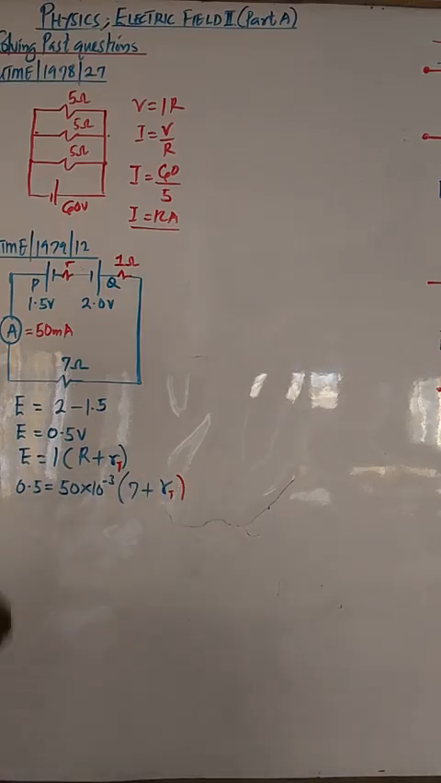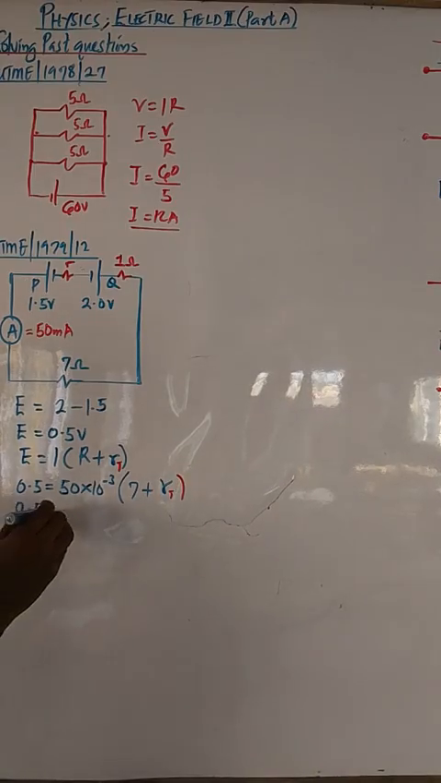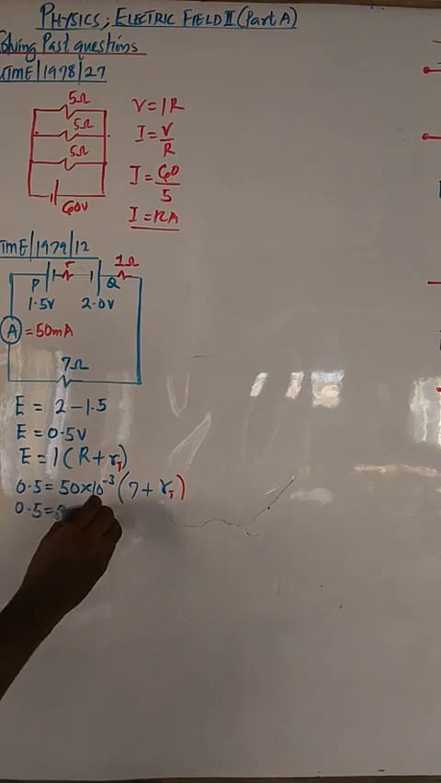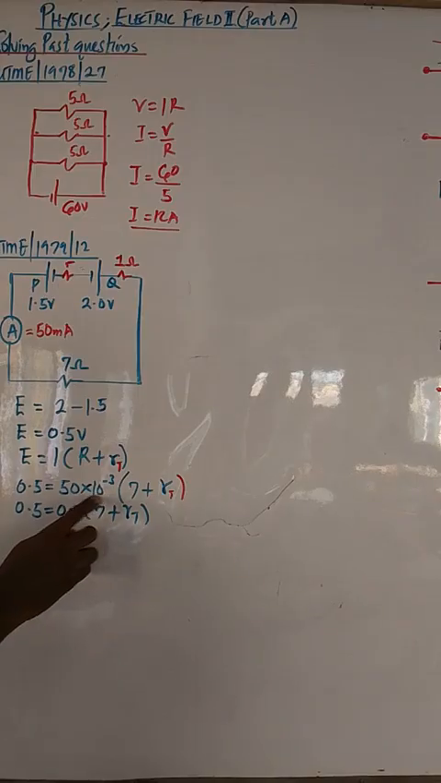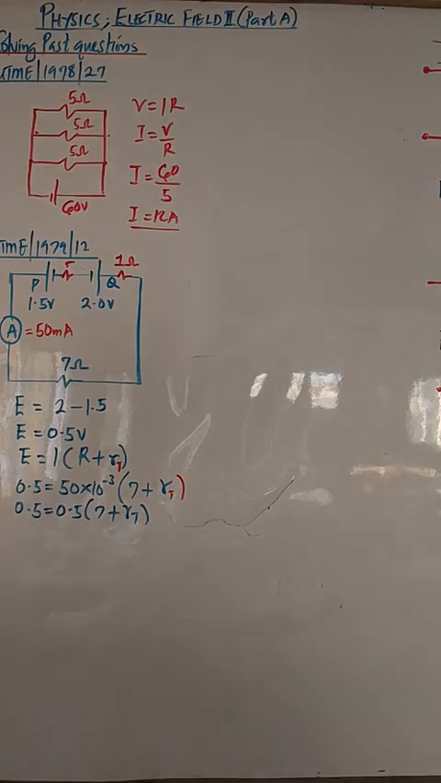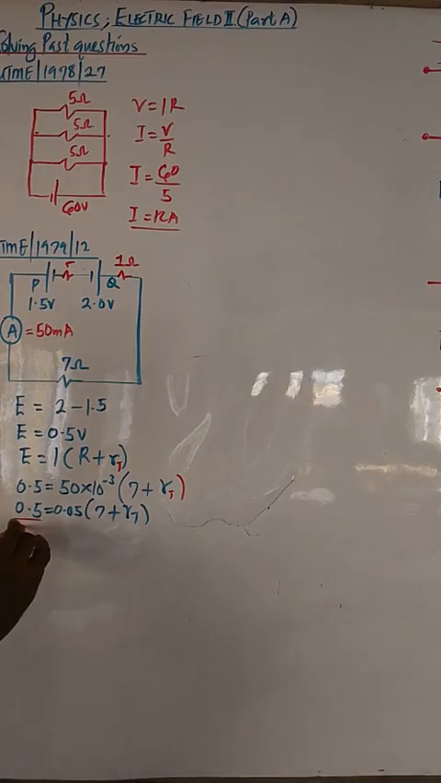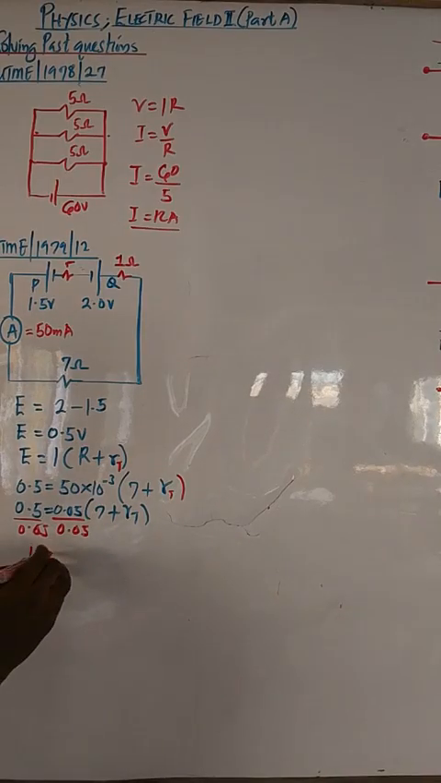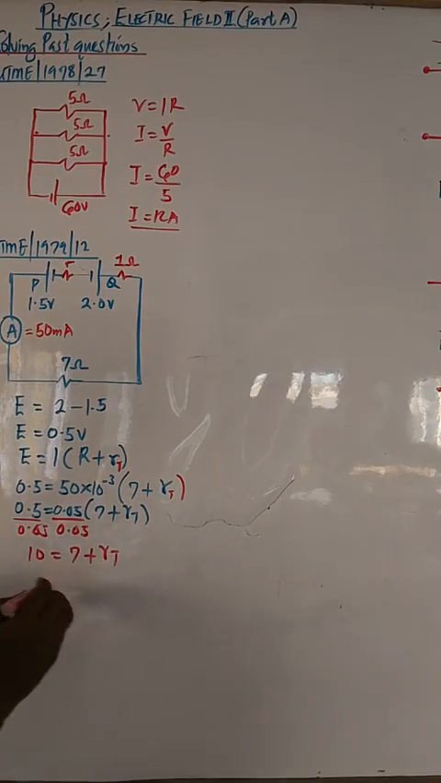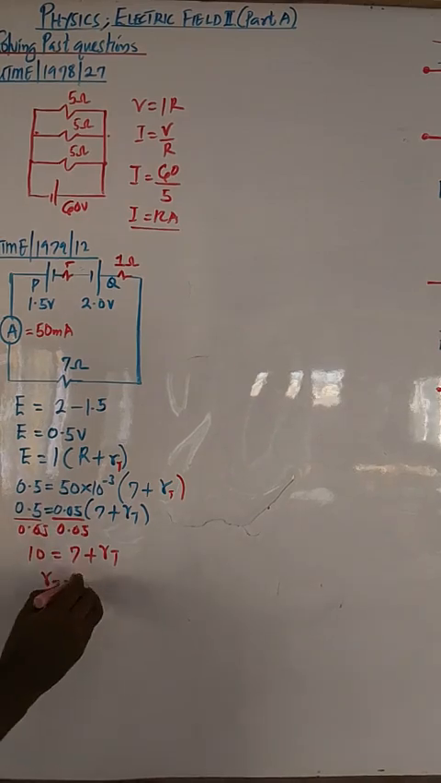Then from here, we have 0.5 equals to 0.05, 7 plus R total. So sorry, 0.05. So we can divide both sides by 0.05. 0.05 over 0.05. This will give us 10 equals to 7 plus RT. Then RT is what? 10 minus 7, that is 3 ohms.